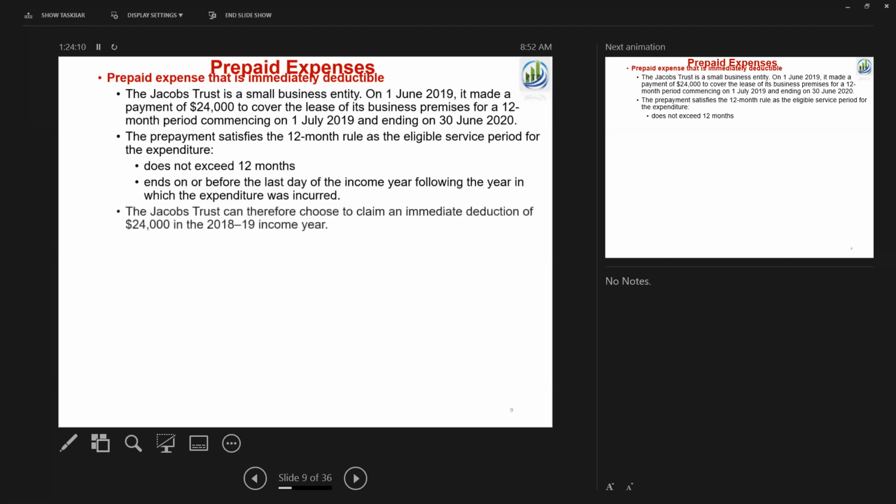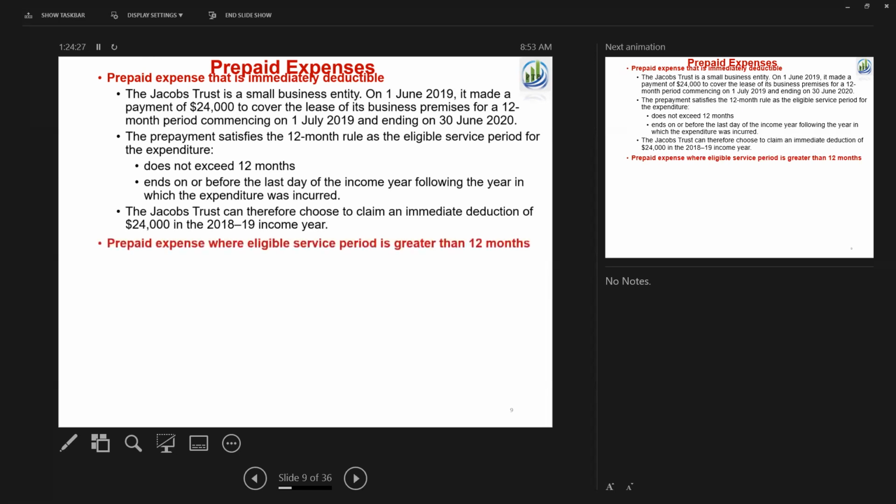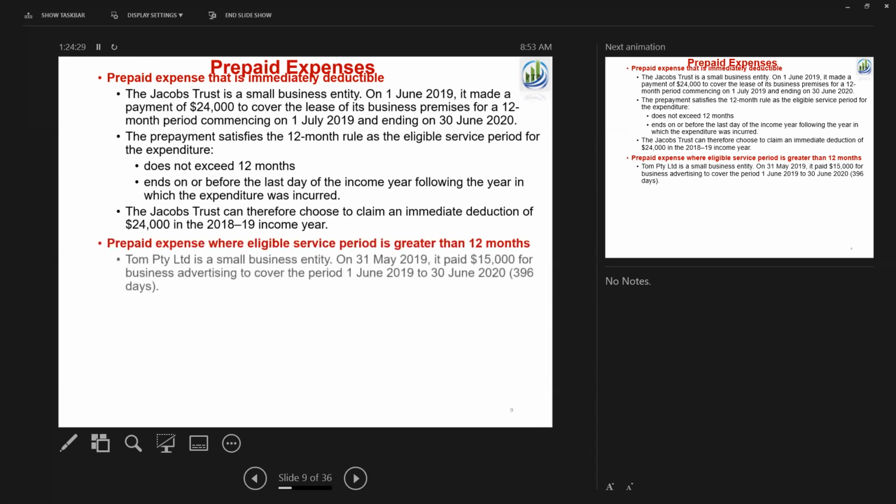If all three conditions are met, we can use the prepaid rule. We can deduct the whole $24,000 in the 2018-19 financial year, not 2019-20. That's called the prepaid expenses rule. We can deduct it in 2018-19.